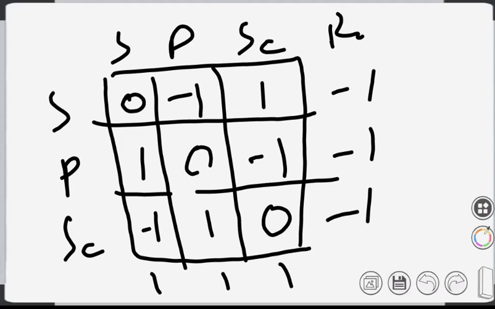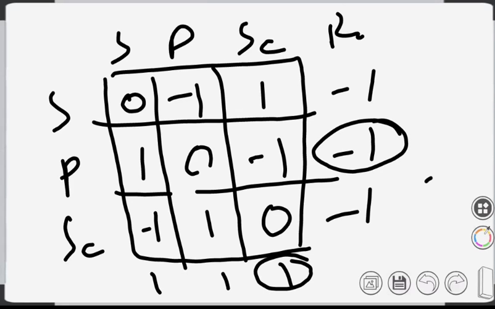So the max of row minimum is -1, the min of column maximum is +1. So this is not a game with pure strategy. That means it must be a game with a mixed strategy. Probabilistic, yes, probabilistic game.